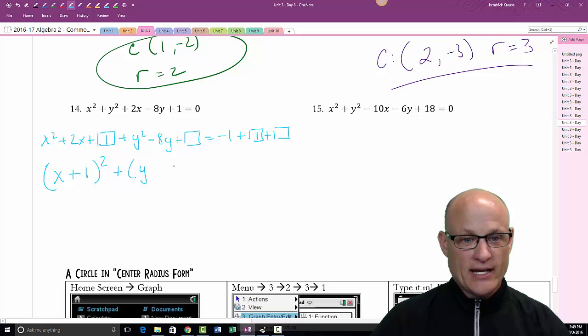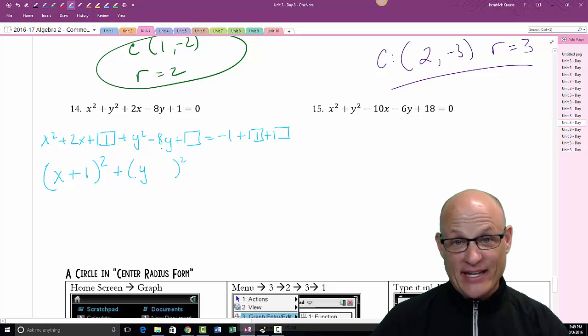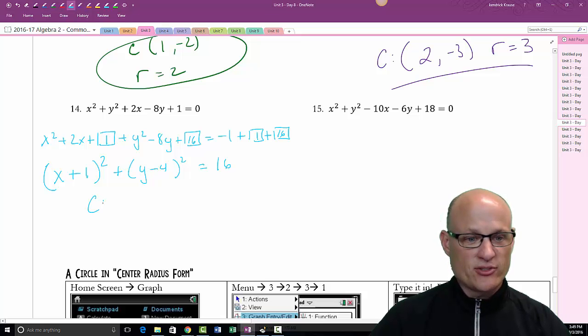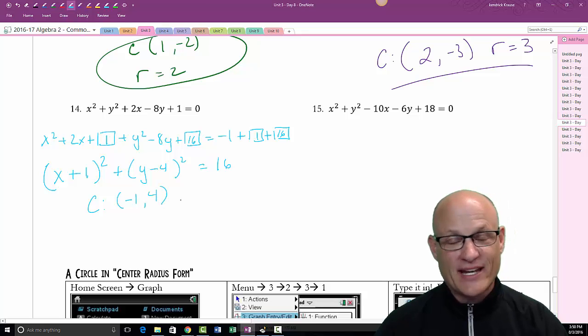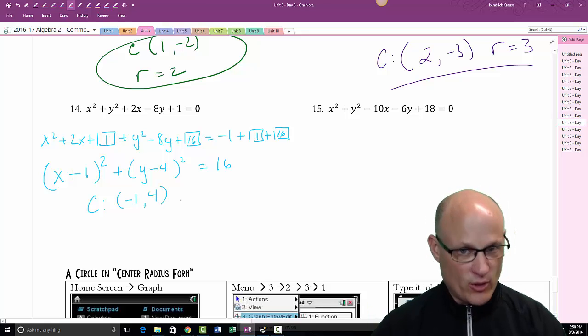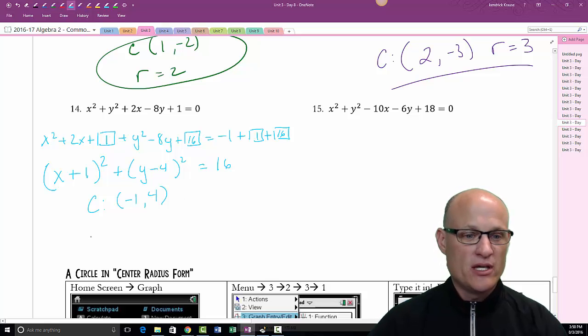Plus y minus, what's half of -8? Half of -8 is -4. -4 squared is 16, but if I add 16 to the left, I add 16 to the right. And the whole right side just becomes 16. So my center is (-1, 4). Don't forget, big steps there, that when those numbers come out of the parentheses, they come out with a change in sign.